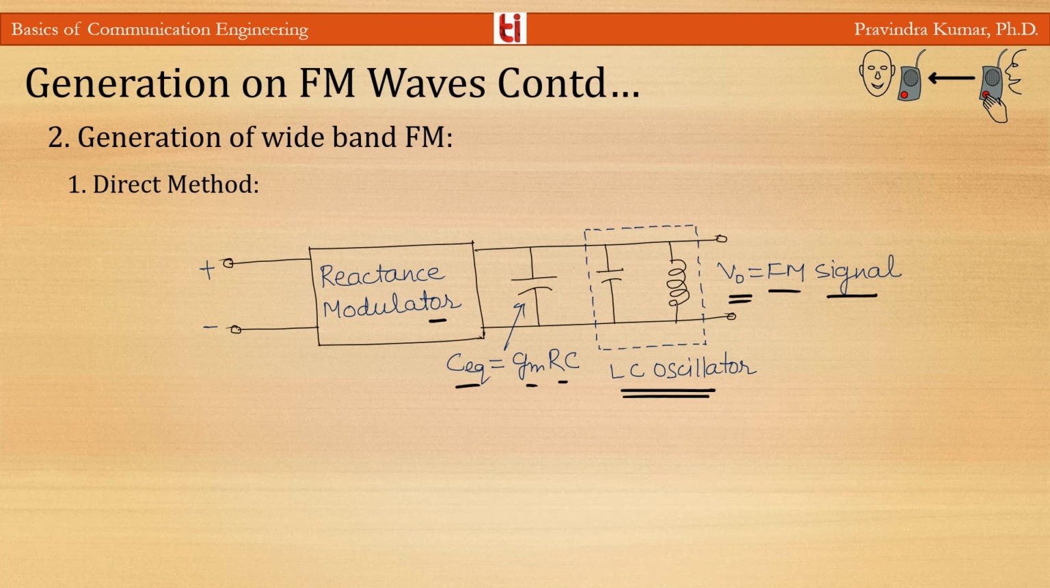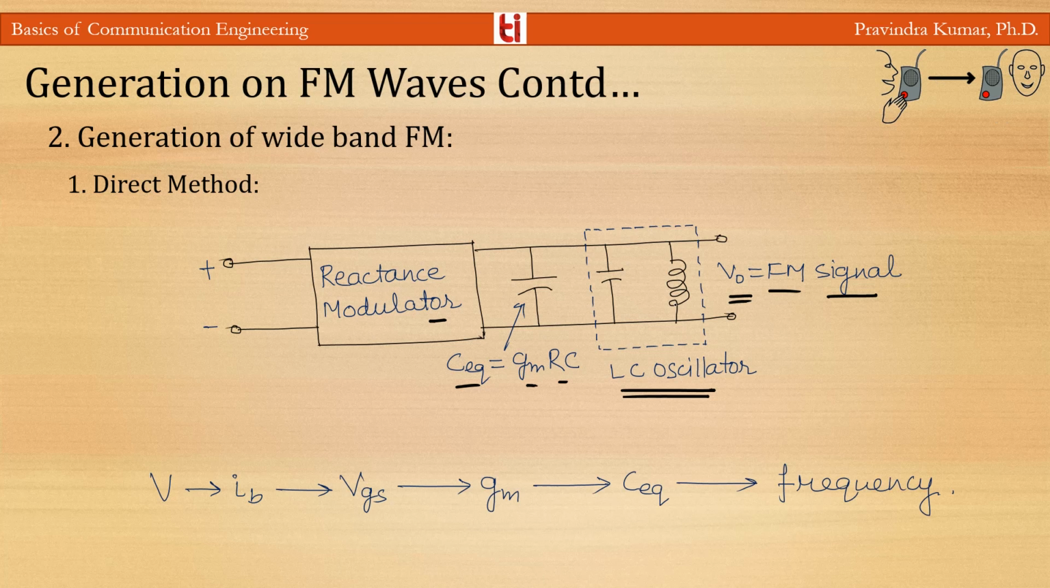And here we can see, if I change the voltage V, the current IV is going to change, and the voltage between gate and source will change, then gm is changed and C equivalent will be changed. Due to this C equivalent the frequency will be changed, and we will get the FM signal at the output of this oscillator.